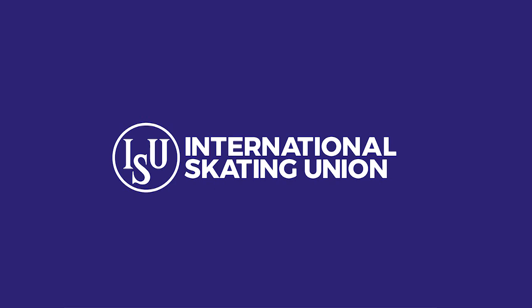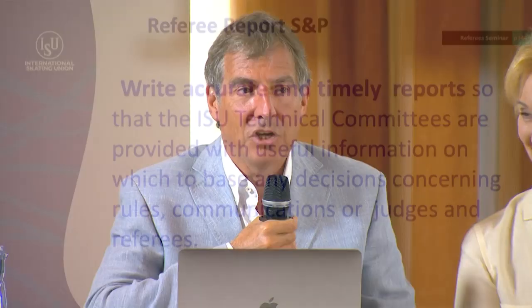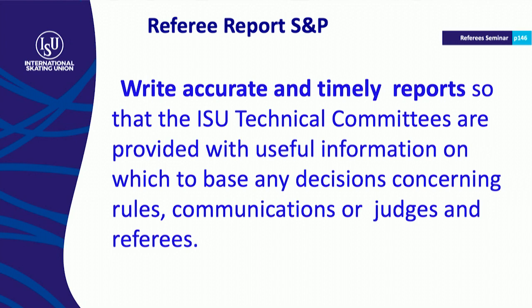Okay, so now we go to the seventh section, and it is related to the referee report. One of the referee's duties is to write accurate and timely reports that go to the technical committees. These provide useful information on the rules, on the communication, on the judges and on the competition. So it's a very important document, as Alina said in the previous presentation, that arrives to the committees.